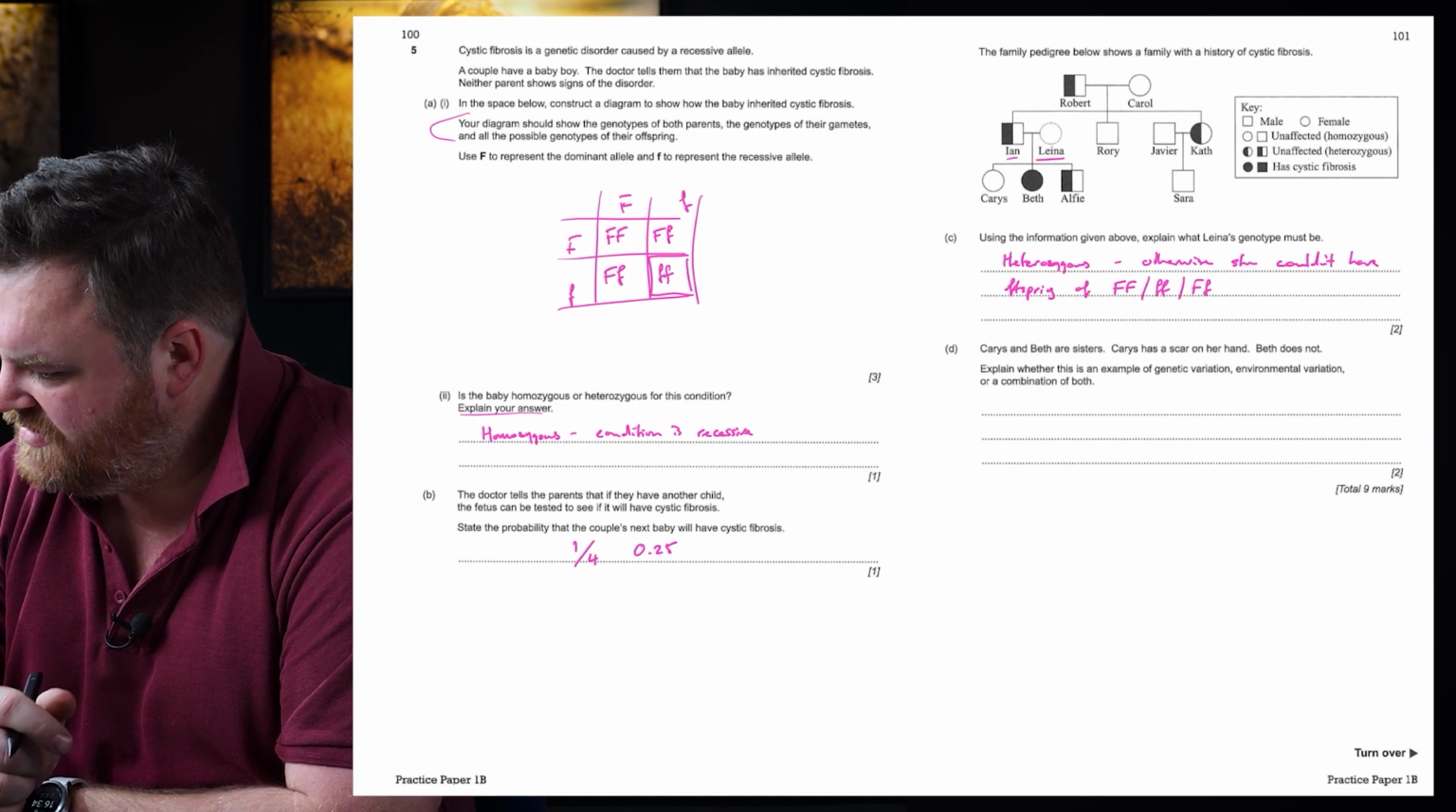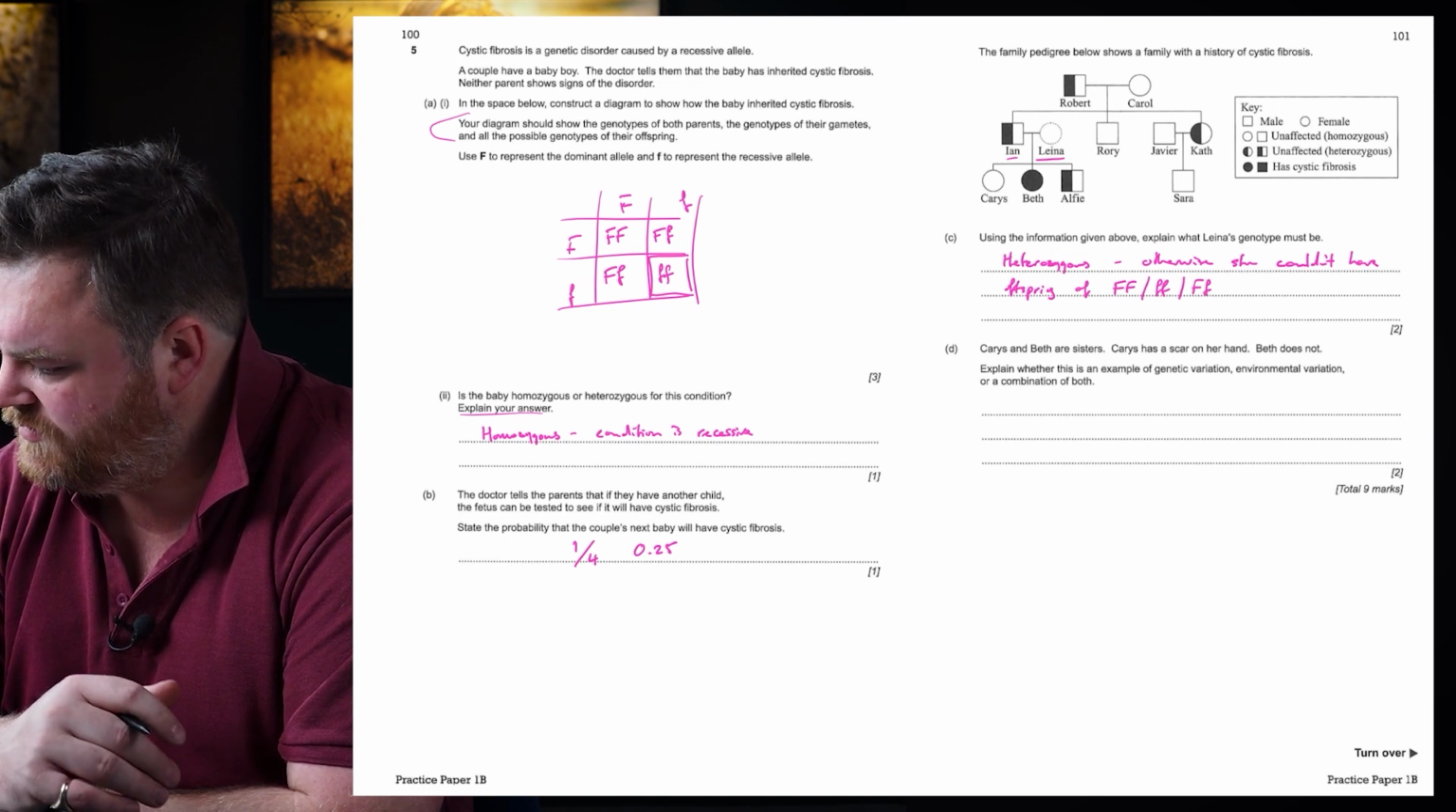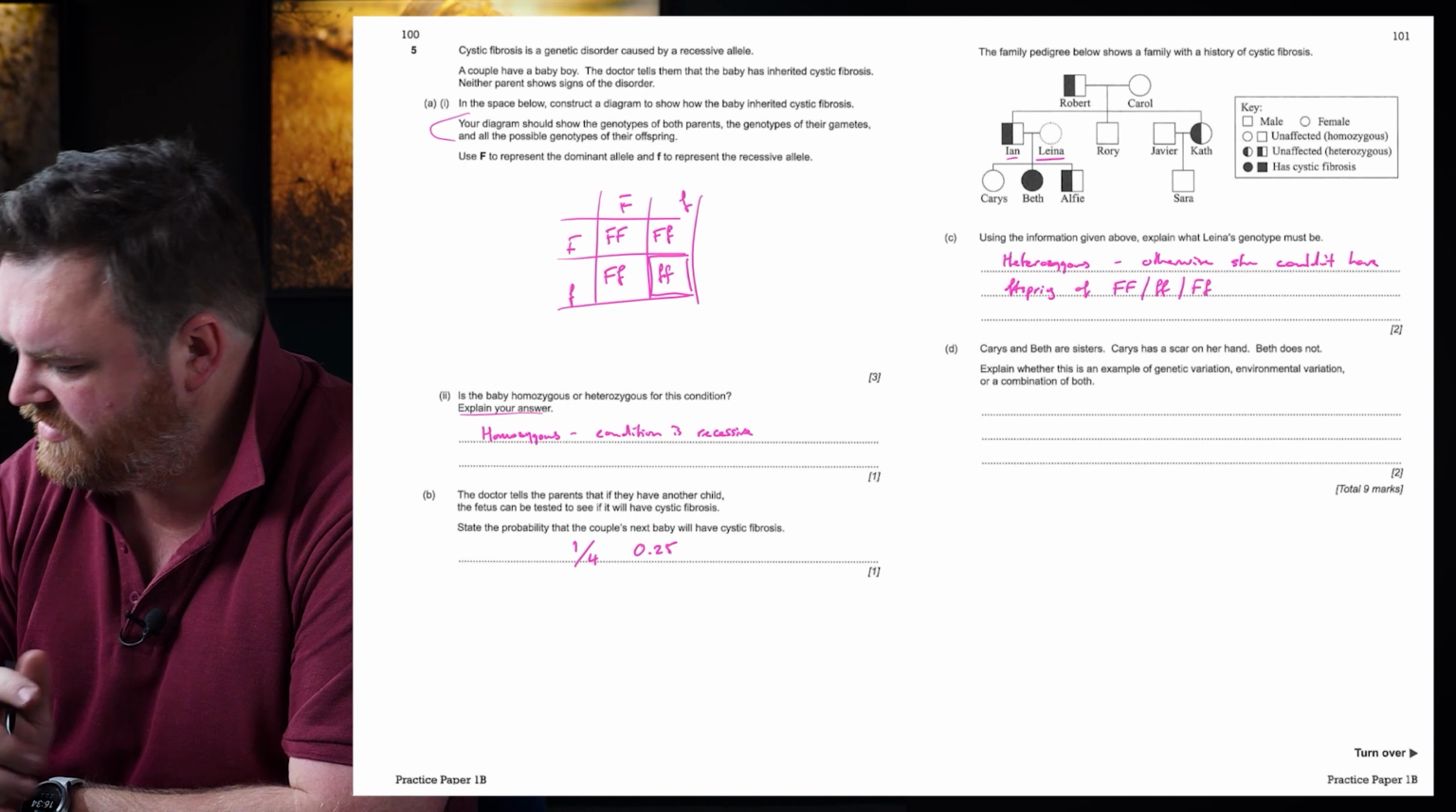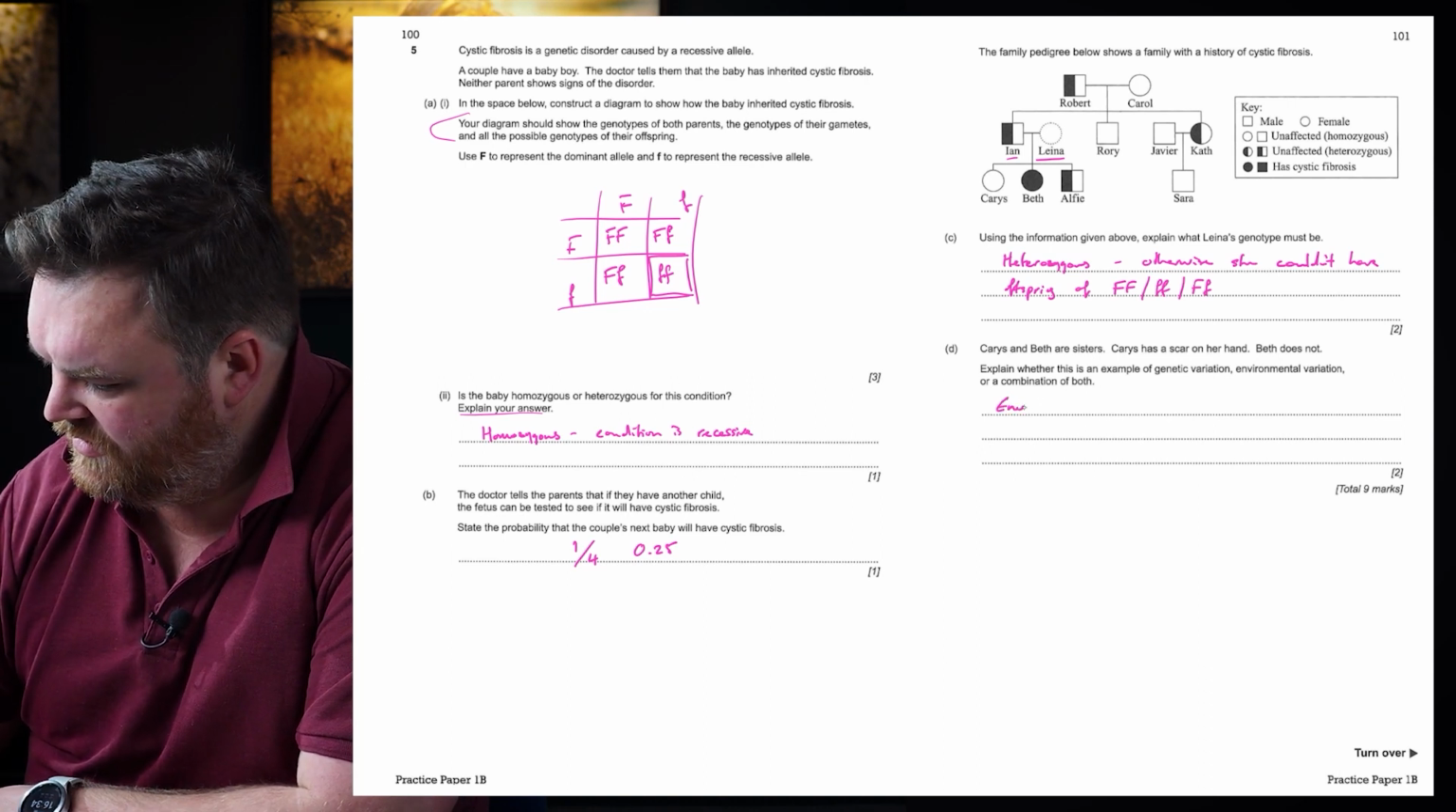Karis and Beth are sisters. Karis has a scar on her hand. Beth does not. Explain whether this is an example of genetic or environmental variation, or a combination of both. That's environmental.